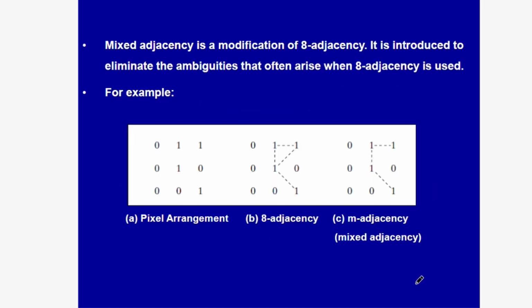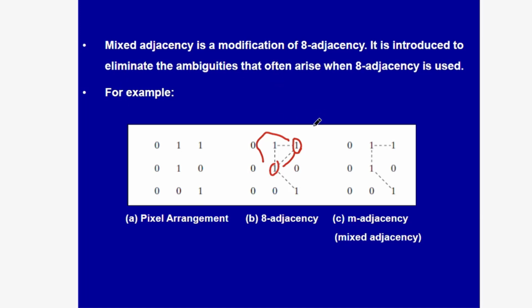And take one example. Why are you going for mixed adjacency? Because 8 adjacency is giving ambiguity. That is the reason we are going for mixed adjacency. What is that ambiguity? Yes, see this. This is the pixel arrangement. Here we are defining adjacency only for the pixels whose intensity values are 1. So if you take this 8 adjacency concept, between this one and this one, there are two paths. One path is like this, another path is like this. So there is ambiguity. To eliminate this ambiguity of paths, of connections, we are defining mixed adjacency.